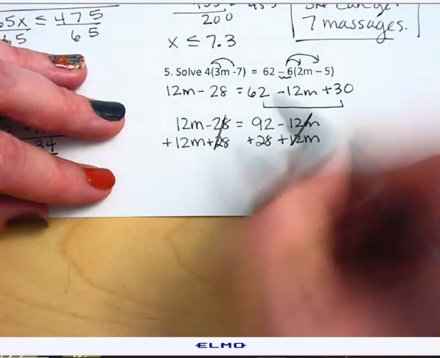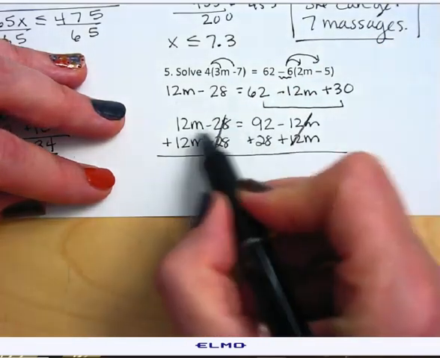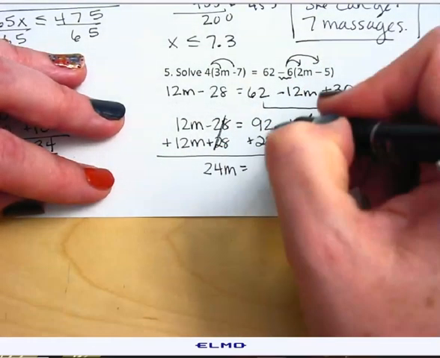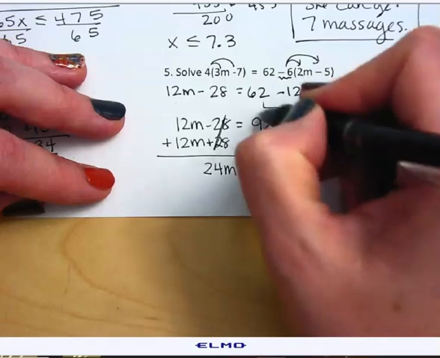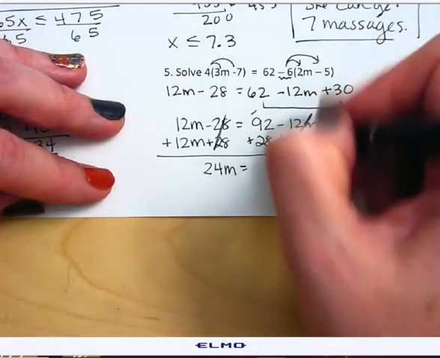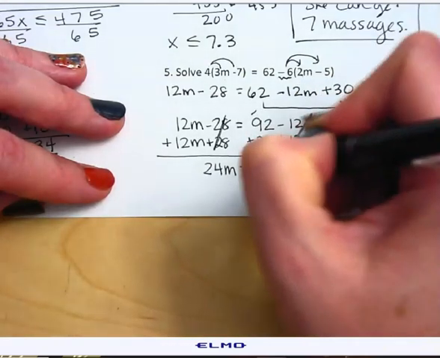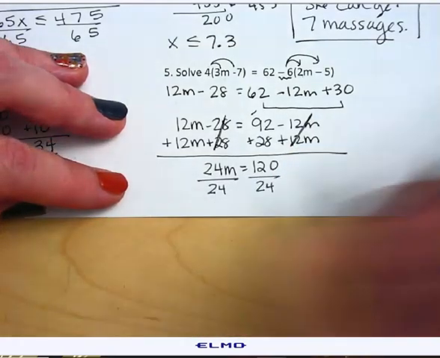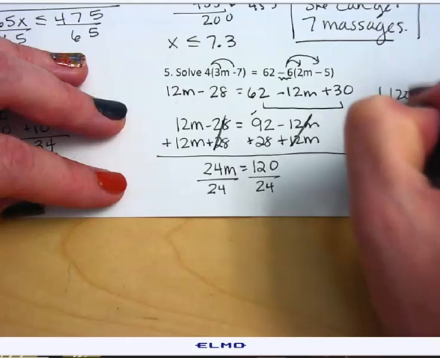So those cancel. Now I have 12 plus 12, which is 24m. And then here I have 2 plus 8, which is 10. Carry the 1. 1 plus 9 is 10, plus 2 is 12. And now I'm going to divide by 24. And just do a little division over here.